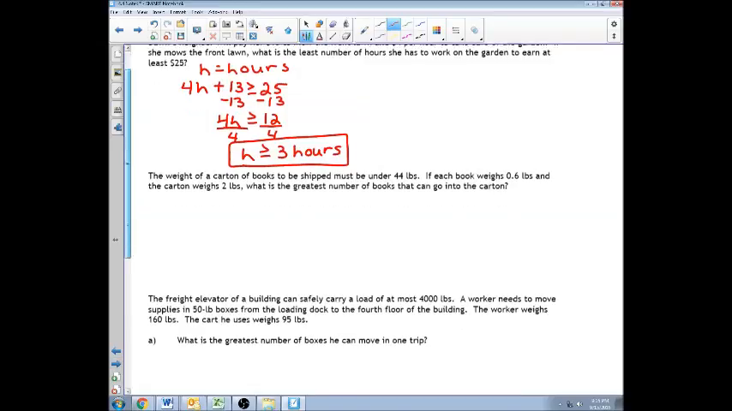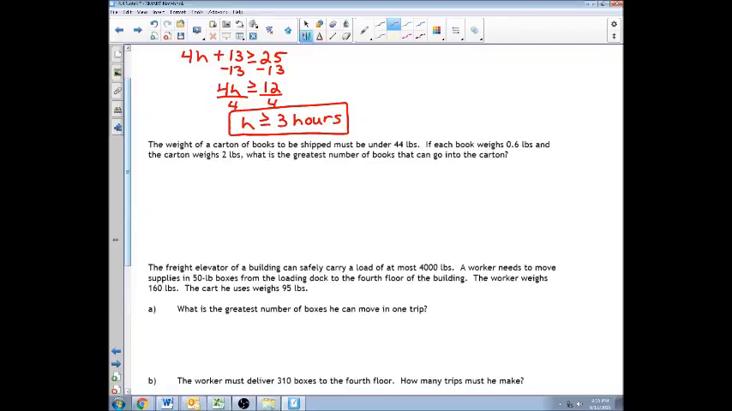Okay? The weight of a carton of books to be shipped must be under 44 pounds. I'm sorry, it says it must be under 44 pounds. So that means I need to be less than 44 pounds, right? If each book weighs 0.6 pounds and the carton itself weighs 2 pounds, what is the greatest number of books that can go into the carton?